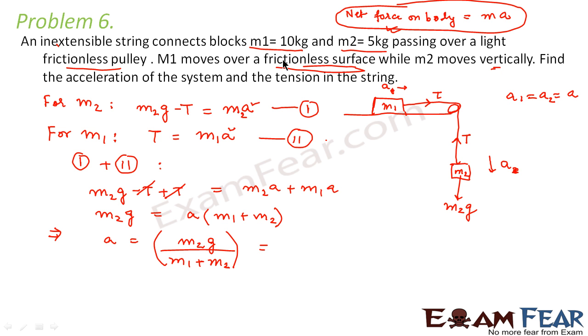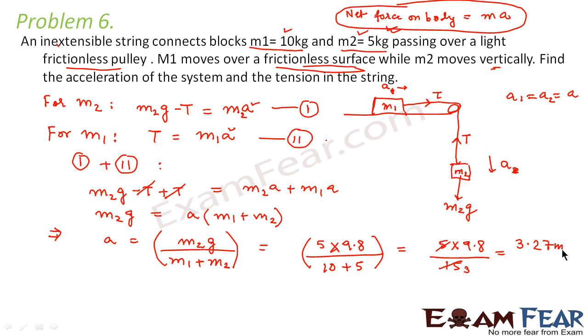Now in the question we are already given that m1 is 10 kgs and m2 is 5 kgs. So let us put the values. m2 is 5, g is 9.8, divided by m1 is 10, m2 is again 5. So we get 5 into 9.8 divided by 15. So we get the value as 3.27 meter per second square. So this is the value of the acceleration of the system.